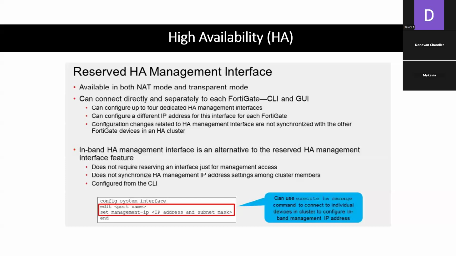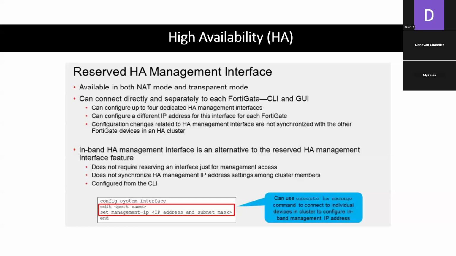Of course, you can configure this with config system interface, edit the port name, and set the management IP. You can do all of that. But of course, like I told you guys, you first have to go into execute HA manage and put the device information before you can set the management IP.